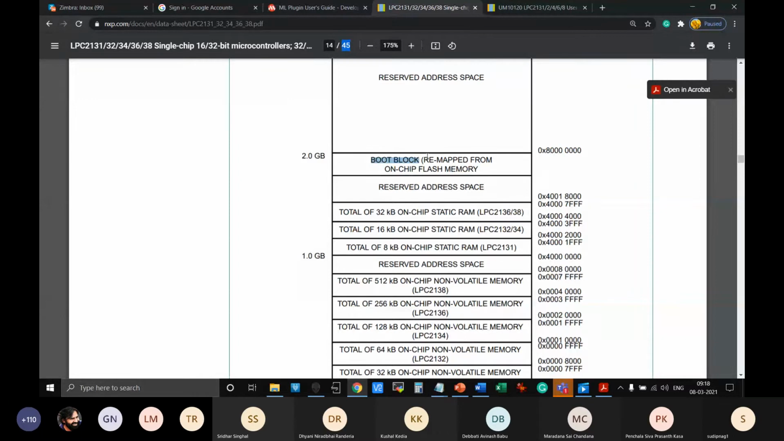So this boot program comes into the picture when you start a microcontroller. During normal operation, it will take you to the non-volatile memory for execution of the code. During programming mode, or let's say when you start the microcontroller the first time and want to program this flash, during that time, this boot code comes into the picture.